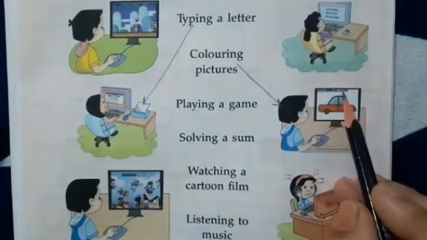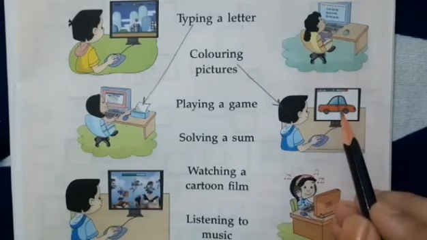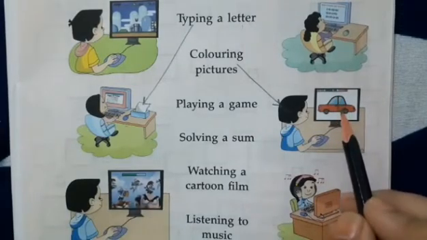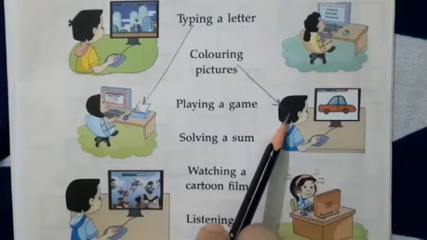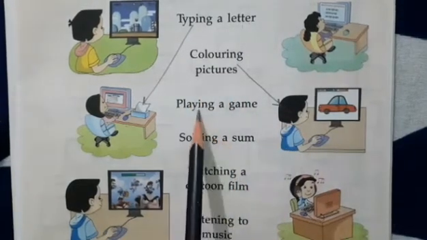Here are given some colors over here. So, and he has drawn a car and he is coloring it. So, match this sentence with this picture. Okay. Now, come to the next.